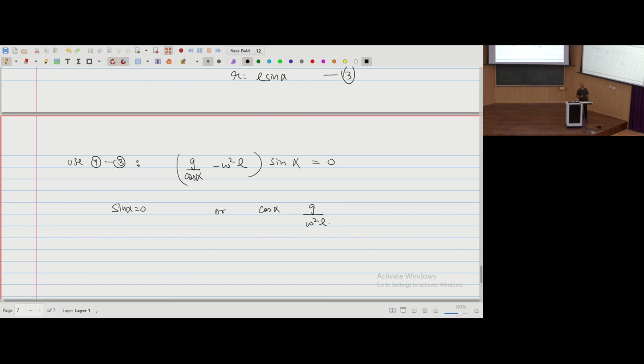When is sin alpha 0? Let's look at the other way around. When does this solution fail? What happens when g by omega squared L is greater than 1? Is it possible? So this basically means omega is less than square root g by L.